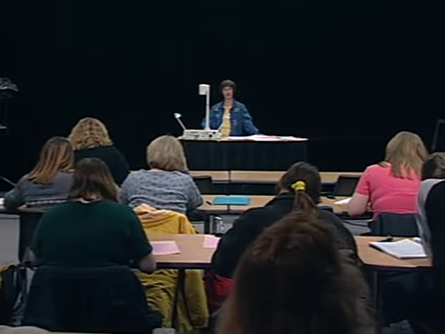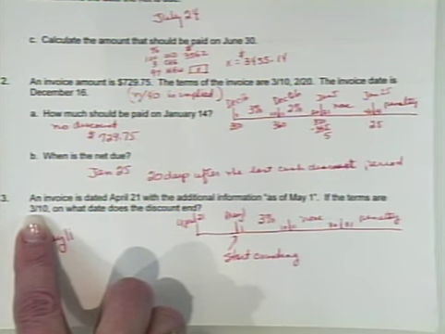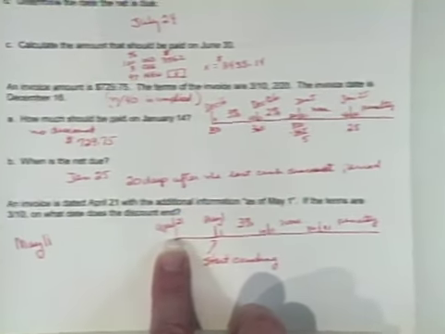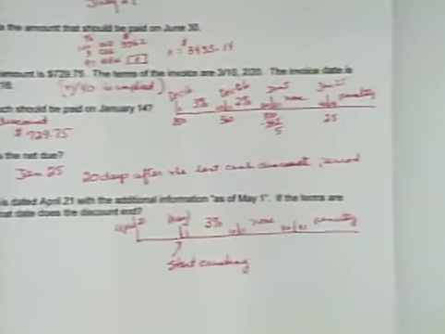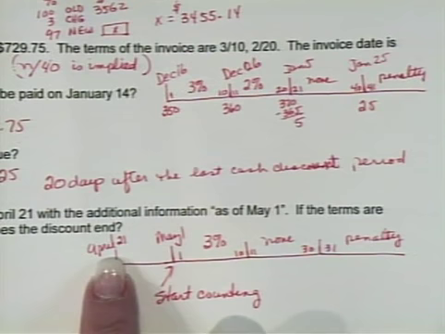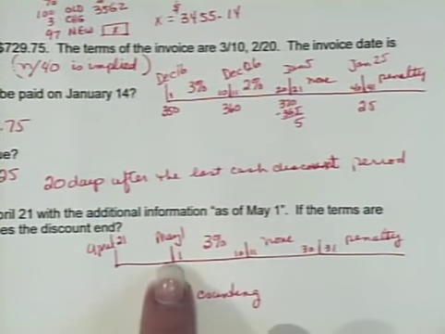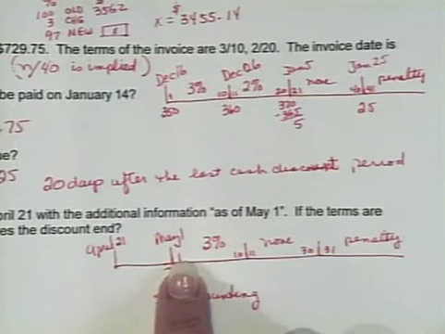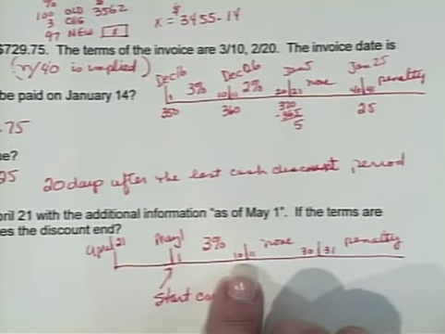If the terms are 3/10, we're seeing that as a 3% discount for 10 days. When is the date the discount ends? Well, what I'm going to do is realize that my invoice actually was written on April the 21st, but the as of says start counting on May 1st. The trick with all of these is to figure out when do you start counting. If it's ordinary dating, you start counting at the invoice date. When it says as of, then you start counting there. May 1st is day 1. You get a 3% discount for 10 days.